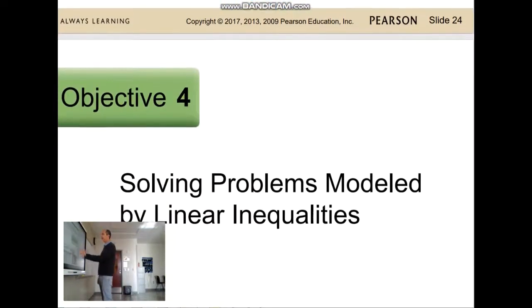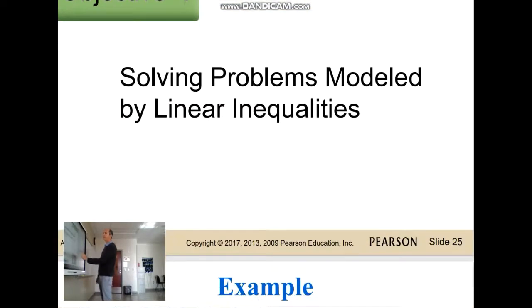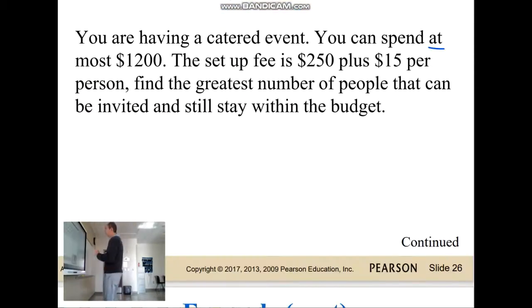And now we move to the next objective. Number 4, solving problems modeled by linear inequalities. So you're having a catered event, you can spend at most $1,200. This is your budget. You cannot spend more than that. The setup fee is $250 plus $15 per person. So find the greatest number of people that can be invited and still stay within the budget.